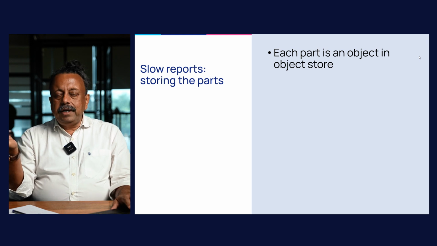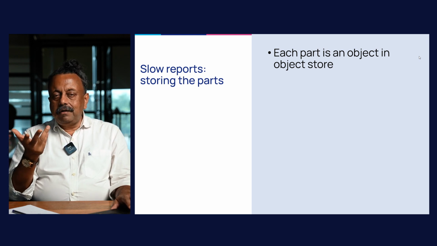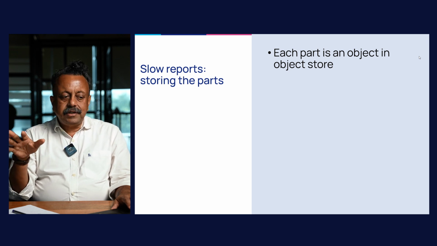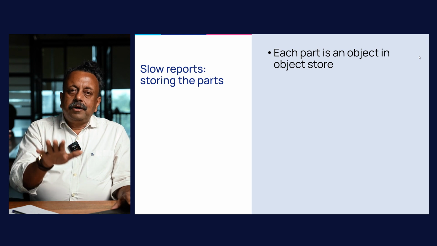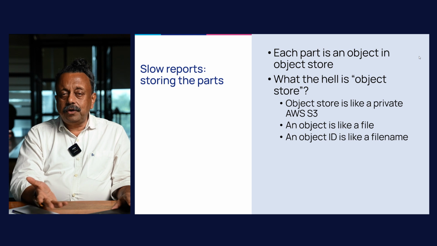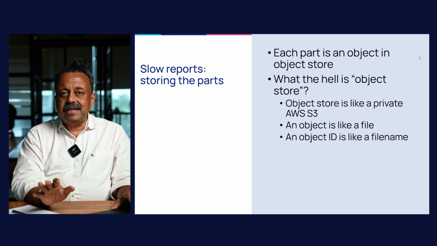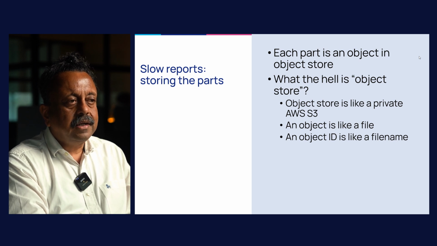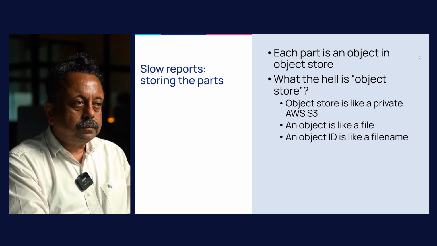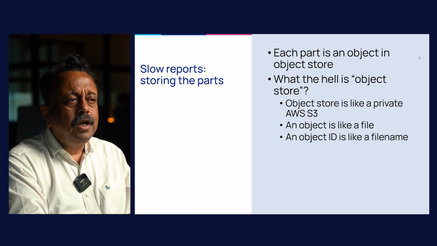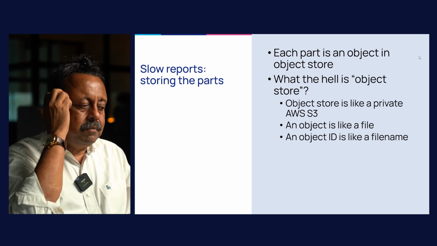We use various open source object stores. We are very fond of MinIO and Ceph. So we use these object stores for our applications. Each part of the report is an object. An object store, in case you're not familiar with the idea, is like AWS S3. It's not a file system. You can store a bag of bytes as an object in an object store. So an object is conceptually similar to a file, but an object store is managed differently and it is far more suitable for programmatic use than a file system.